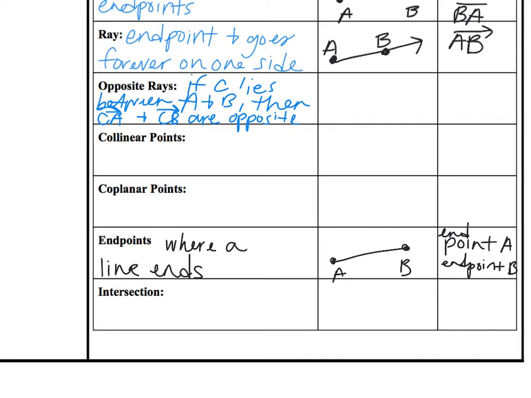So here's a picture of opposite rays. So we start with just a line. Then we've got A, C, B. CA and CB are opposite rays. Remember, with rays, we draw an arrow pointing in one direction because the other side has an endpoint.